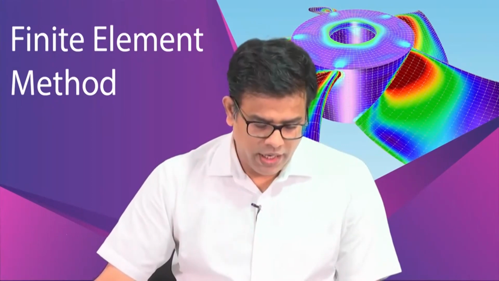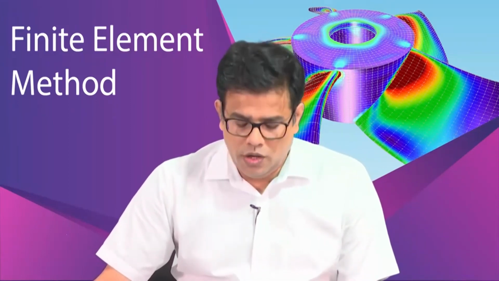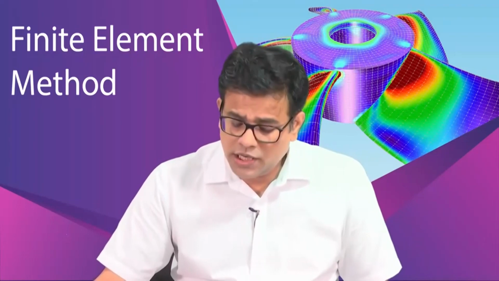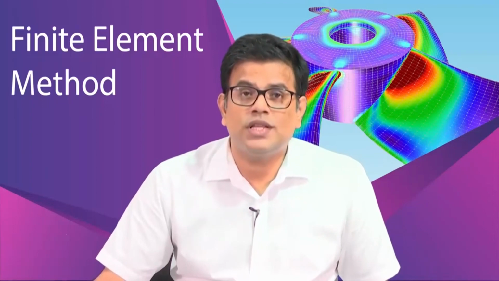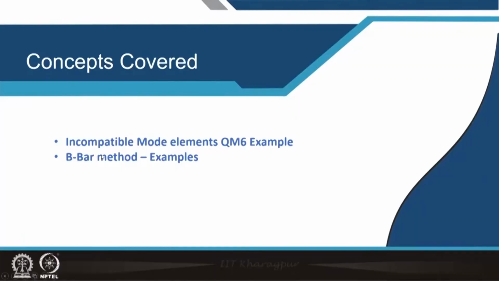Welcome. So we are in the next module, module 12. Before we formally start this module, I wanted to show you some examples related to the previous module. In the previous module, we learned how to alleviate shear and volumetric locking through two methods: one is the incompatible mode elements, and the other is the B-bar method.